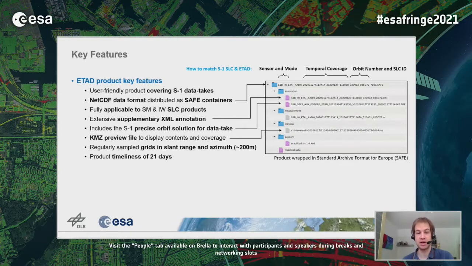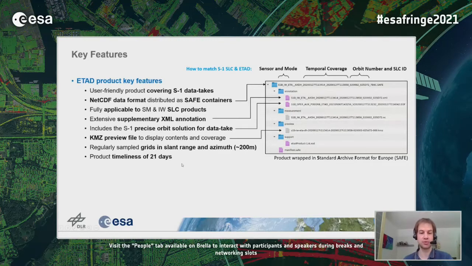It's completely tied to the SLC product. So you have temporal coverage and the SLC ID here to cross-match the product and the original SAR data. We have a KMZ preview file, which I will show later in the presentation. And the basic information is already prepared as gridded slant range and azimuth information corresponding to about 200 meter resolution. So the only goal here is to upsample this to do the correction.